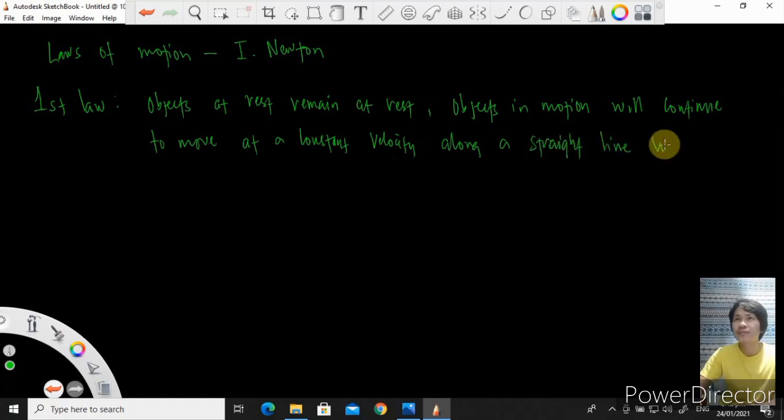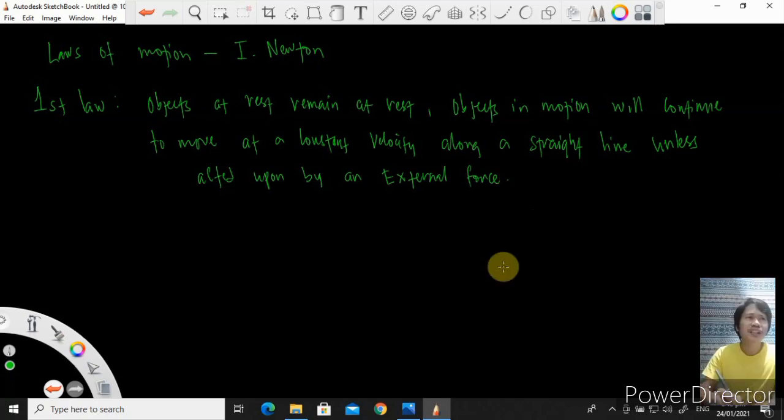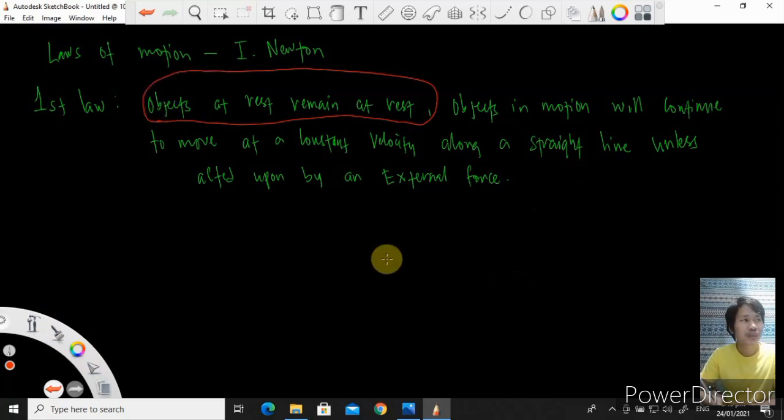Unless acted upon by an external force or net external force. Ayun, so yun yung first law. Tingnan nyo to, yung first part ni first law, object at rest remains at rest. Very intuitive, of course. Madaling kumbaga, madaling ma-observe in our everyday experiences. Say, a table at rest will remain at rest, of course.